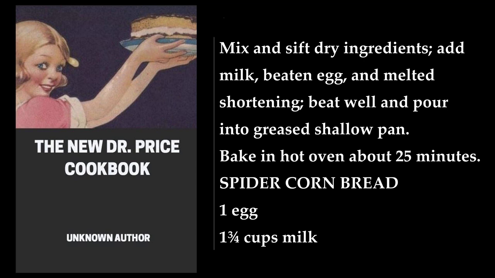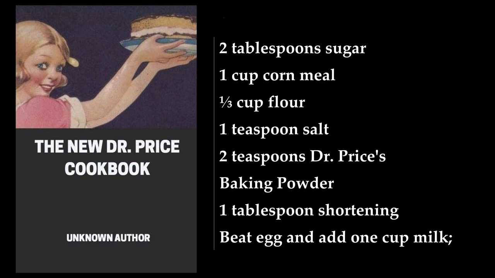Spider corn bread. 1 egg. 1 3/4 cups milk. 2 tablespoons sugar. 1 cup corn meal. 1/3 cup flour. 1 teaspoon salt. 2 teaspoons dry Dr. Price's baking powder. 1 tablespoon shortening. Beat egg and add 1 cup milk.